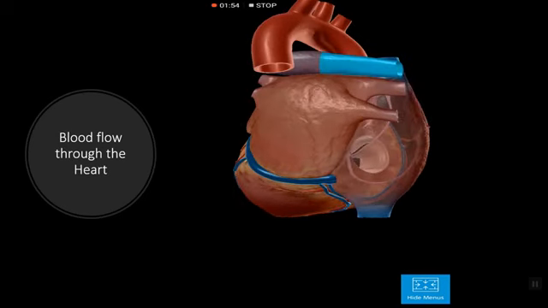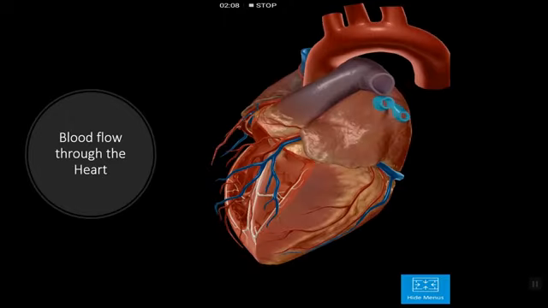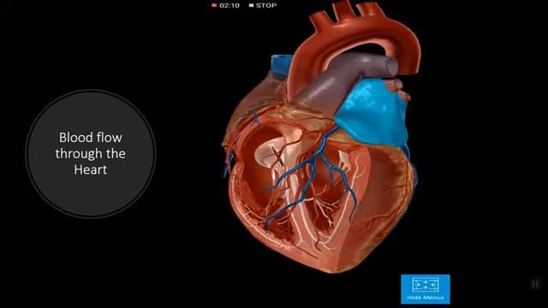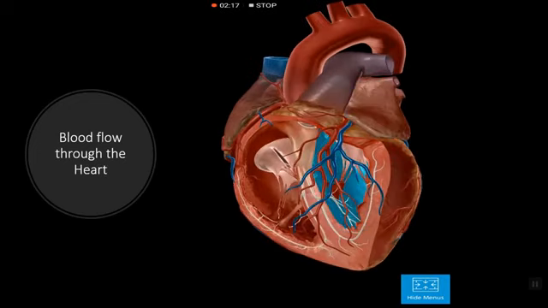Once the blood has been oxygenated, it's going to return to the left side of the heart, into the atrium, by the roots of the pulmonary veins. This is the right pulmonary vein, and this is the left pulmonary vein. The oxygenated blood now is sitting in the left atrium, and it's now going to want to get into the left ventricle so that it can be pumped to the rest of the body.